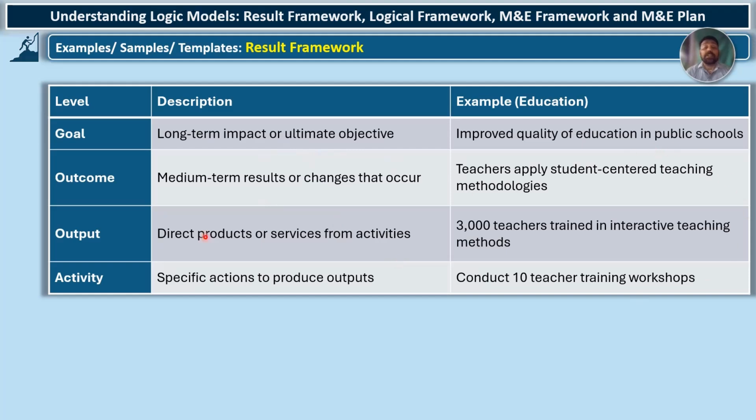Like here you can see an example of education where the goal is improved quality of education in public schools. Outcomes are teachers apply student-centered teaching methodologies. Outputs are to train 3,000 teachers, and the activity is to conduct 10 teacher training workshops.